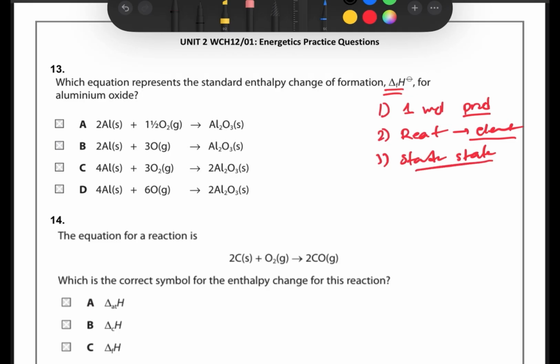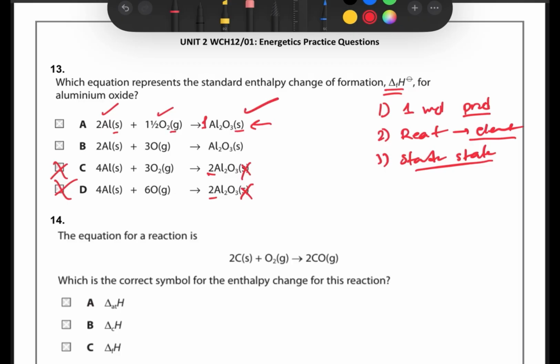Now let's start with these equations. Which of these represent the standard enthalpy change of formation? At the beginning, we can directly exclude C and D because both have 2 moles in their product, so they are incorrect. We could either have A or B. So let's start with A. We have 1 mole, that is correct. It comes from elements. Yes, it's in O2. This is aluminum. Good. The third condition is that they are in their standard state. This is solid. Yeah. This is gas. Yeah. This is solid. That's so good.